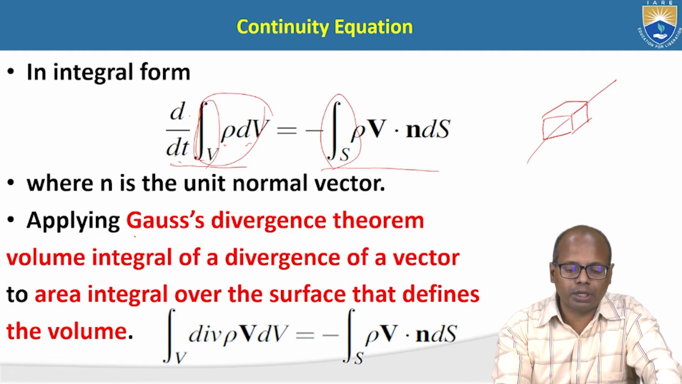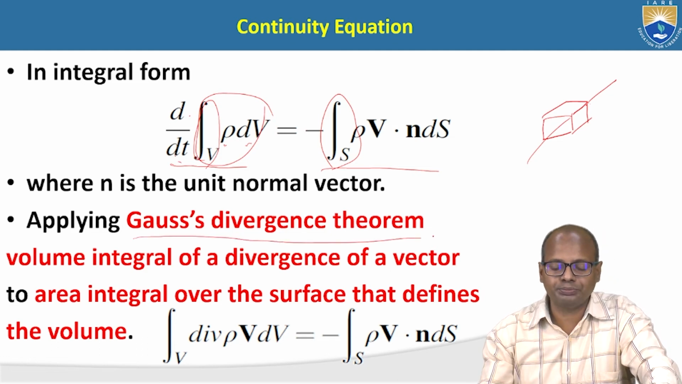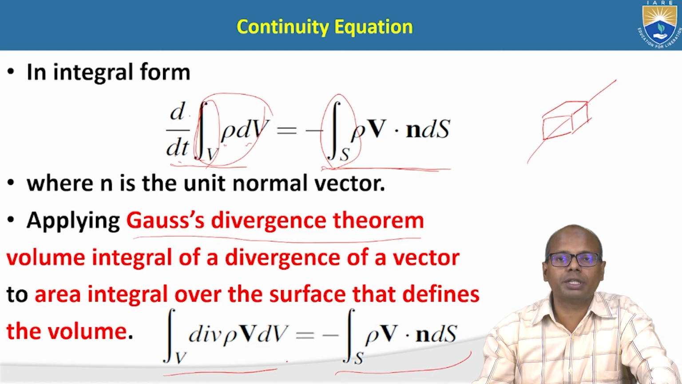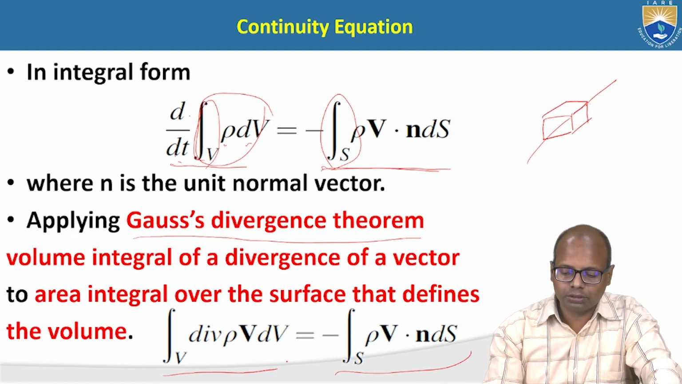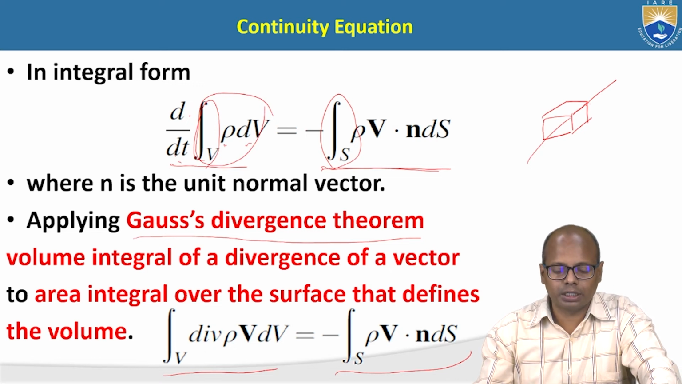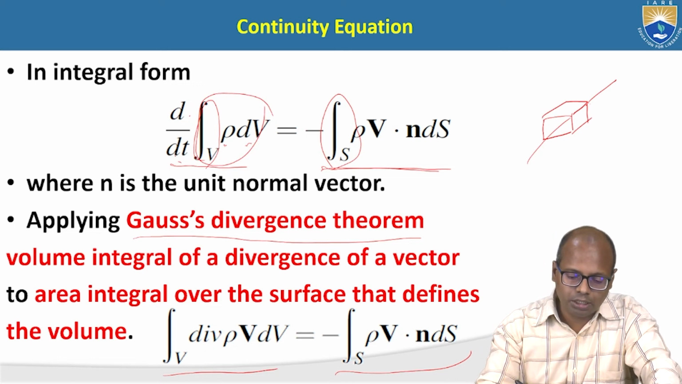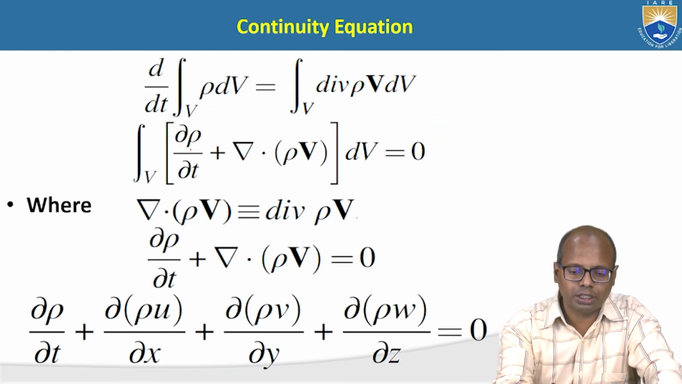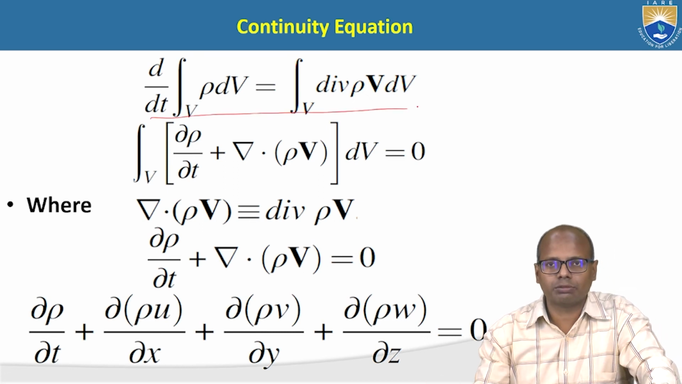If I apply the Gauss divergence theorem, this surface integral can be transformed to a volumetric integral. Okay, so this surface integral is transferred into the volumetric integral. Why we are doing this is, instead of this surface integral, we can now use the volumetric integral and put it in that equation. So this is the final equation.